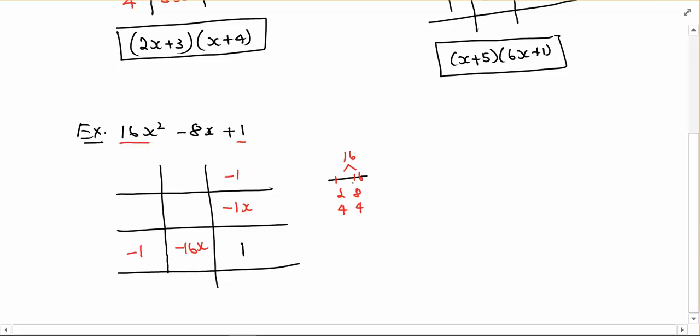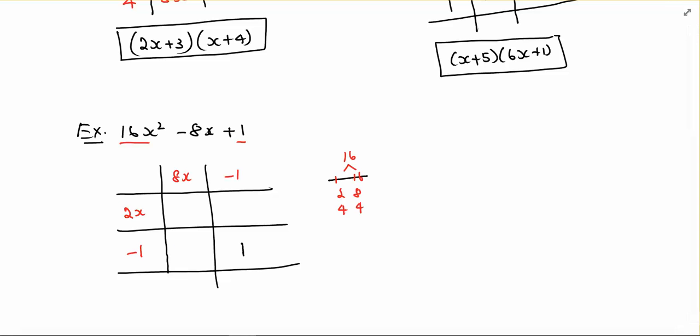How about the 2 and the 8? Again, knowing that these are both 1 and 1, I don't have to try both combinations. It doesn't matter where I put the 2 and it doesn't matter where I put the 8. So with the 2 and the 8, let's see. 2 times negative 1 is negative 2x. Minus 1 times negative 8 is minus 8x. And these two don't add to be negative 8. So we can throw that away.